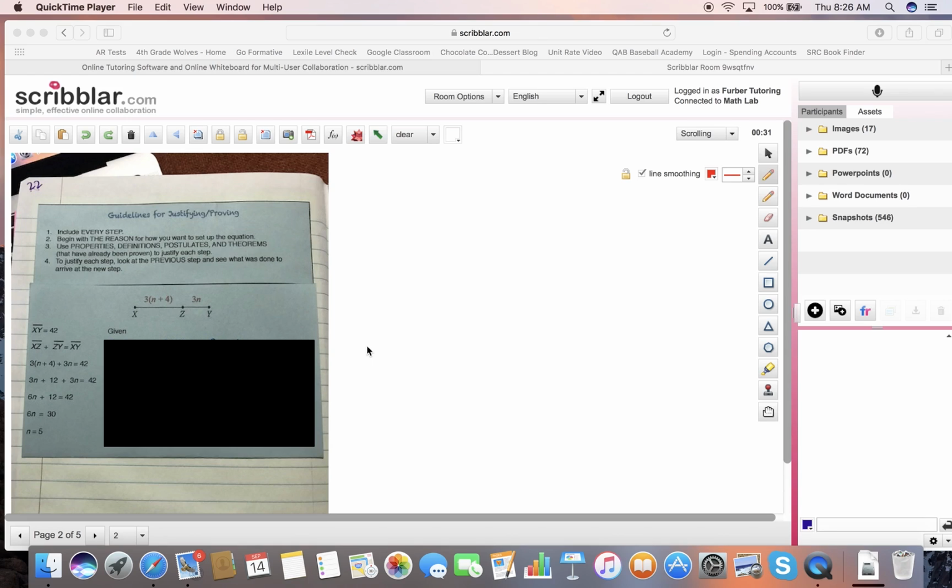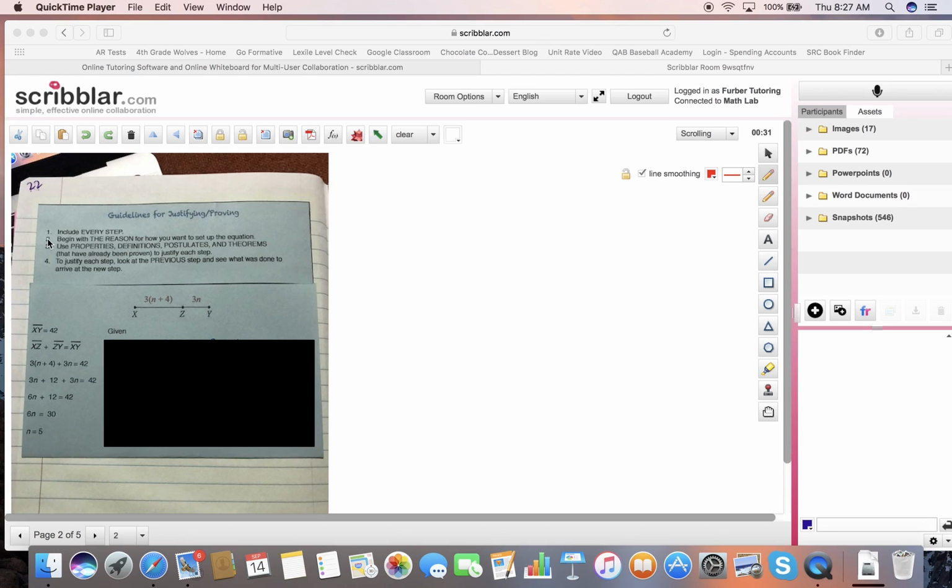And that is that we're going to take an equation and solve it, but as we solve, we're going to name each justification, each property that we used to solve it. Okay, so I wanted to first go over, I have this blacked out because we're going to fill this in in just a minute, but in general, here's what you're going to be doing. These are some guidelines for justifying and proving.